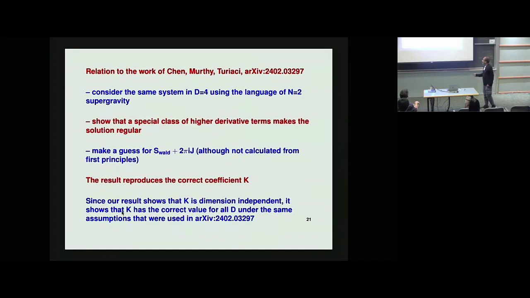And even though they did this calculation in d equal to 4, since our result shows that k is dimension independent, it shows that k has the correct value for all d under the same assumptions that were used in their paper.